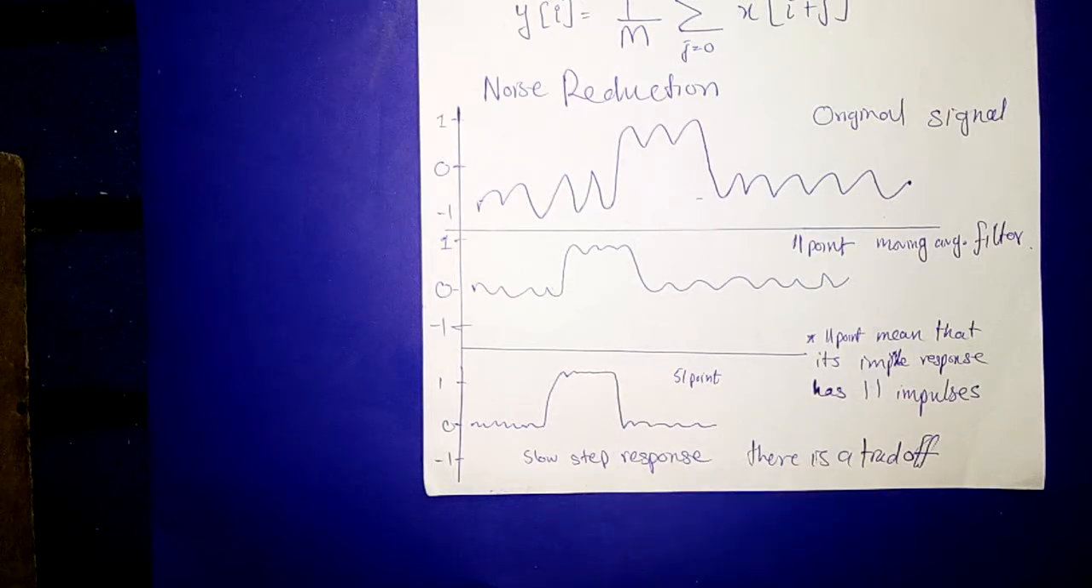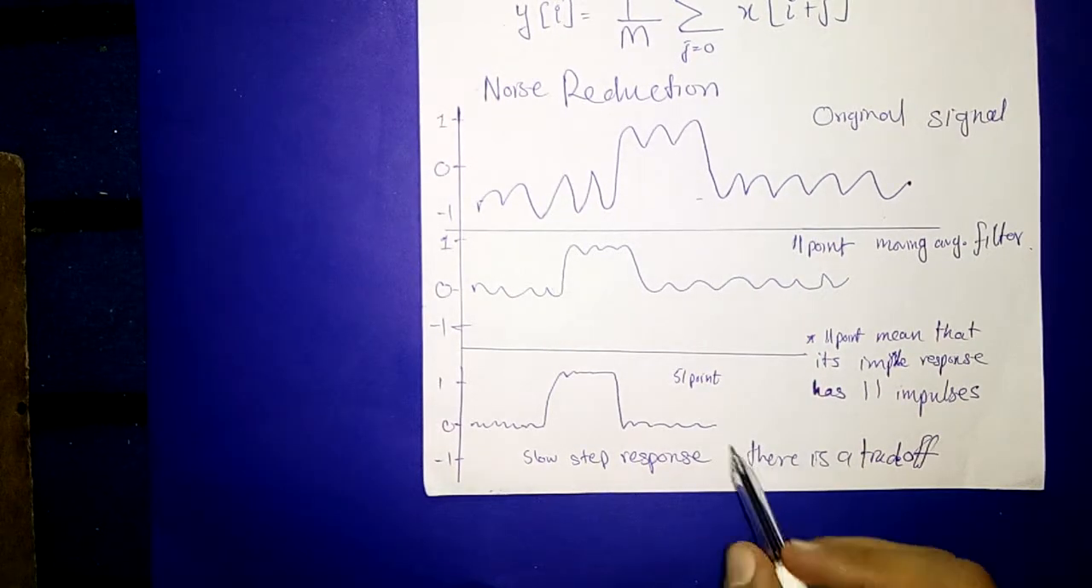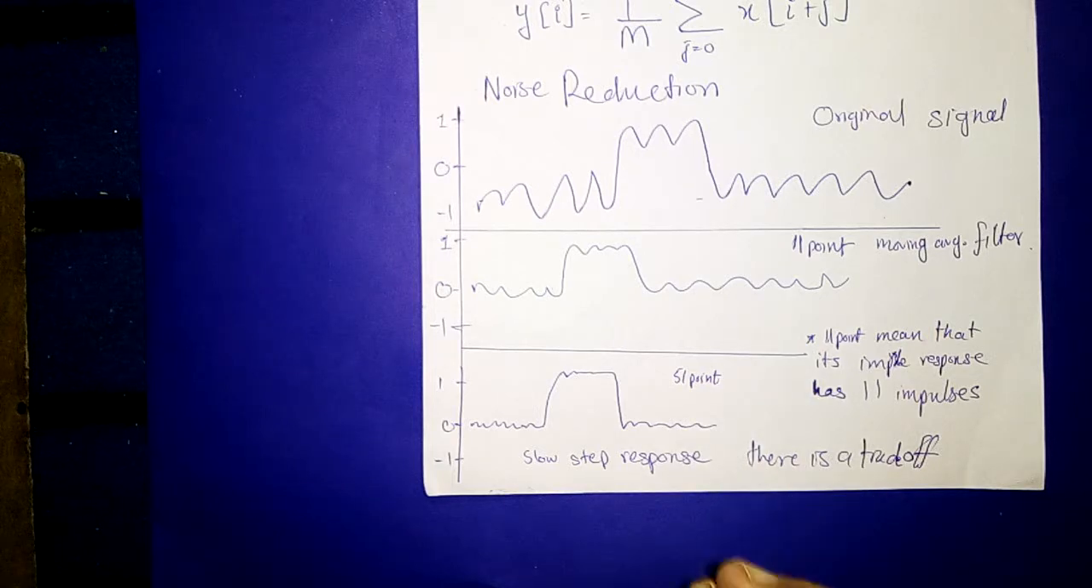So this is always a trade-off. You can't have the best of both worlds in this case. Here we will have a slow step response. This means the result will be very delayed. There will be a large amount of delay added due to the slow step response. So this is why we take some mid-range value.